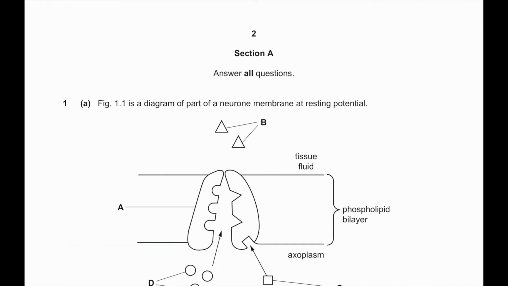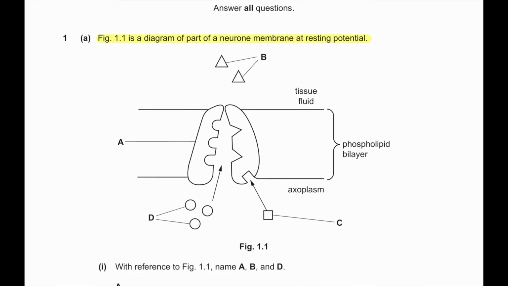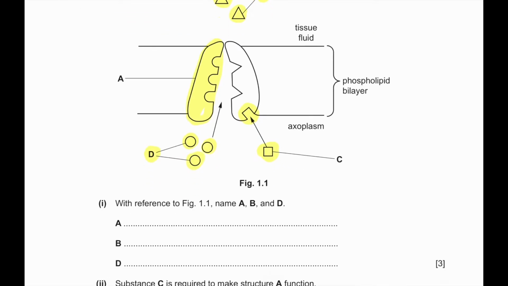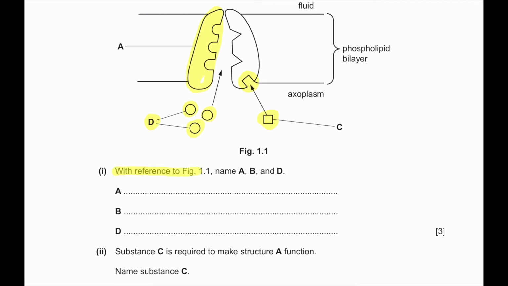Question number 1A. Figure 1.1 is a diagram of part of a neuron membrane at resting potential. So we can see the molecules B, and then we can see A, which is basically a transport protein, and then we can see C, which is going to attach to an active site, and then we can see D, which are some sort of molecules. Now the question says, with reference to figure 1.1, name A, B, and D.